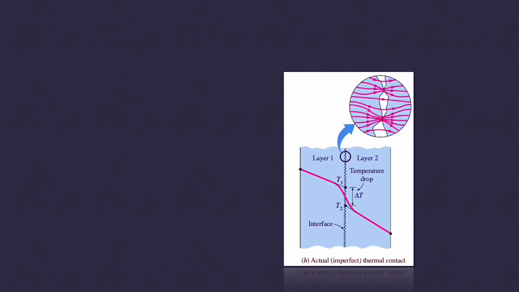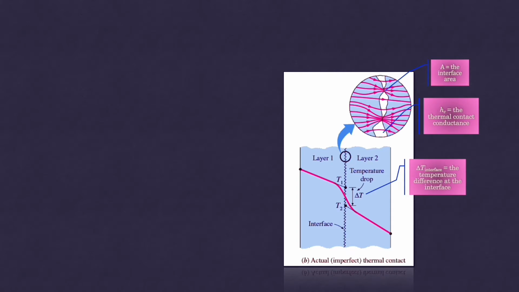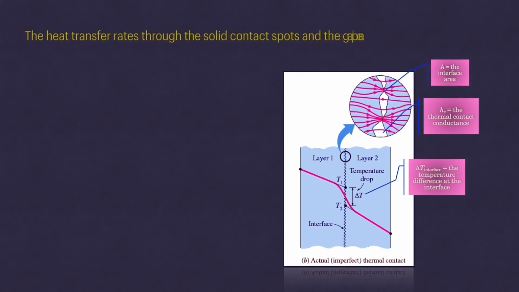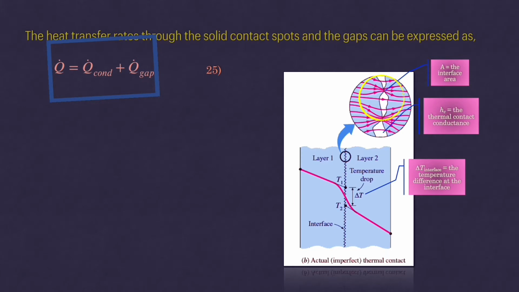Consider heat transfer through two metal rods of cross-sectional area A pressed against each other. Heat transfer through the interface of these two rods is the sum of the heat transfers through the solid contact spots and the gaps in the non-contact areas, which is a significant contributor to heat transfer, as illustrated.